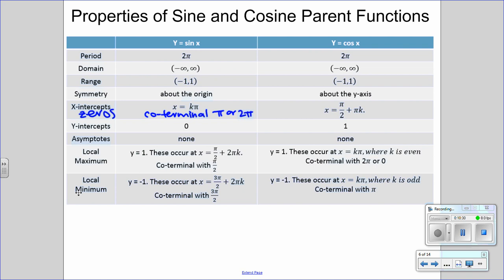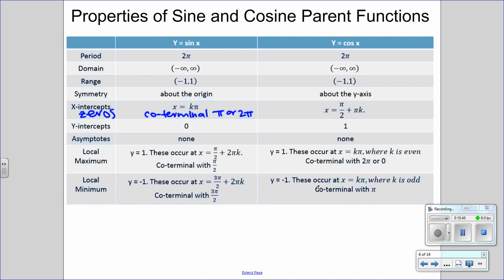For a minimum value, again, they're both minimums at -1. For sine, you will get minimums with anything coterminal with 3 pi over 2. And for cosine, you'll get minimums with anything coterminal with pi. Okay? You do not necessarily have to memorize this chart.